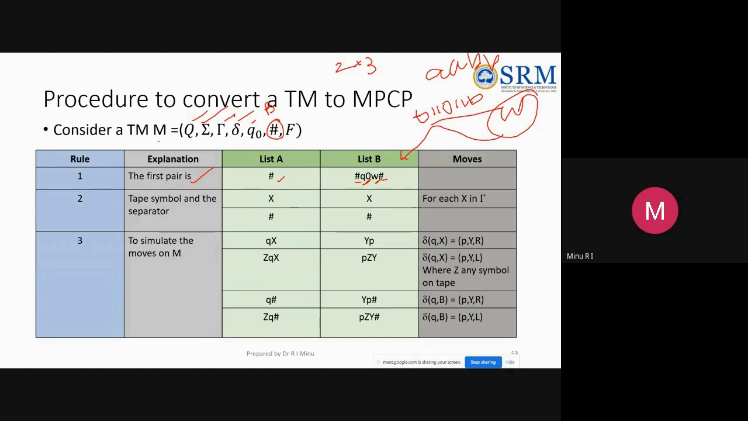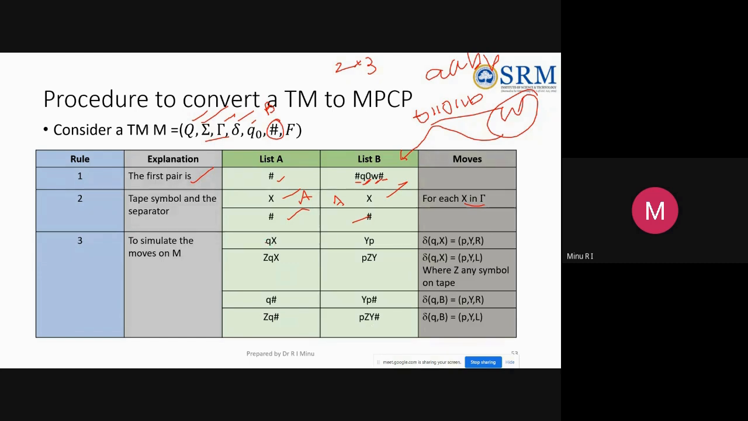Then the second rule: tape symbols and the separator. What are all the tape symbols you have? For all the tape symbols in my gamma, you write that particular symbol in list A and also in list B. So if I have A here, put an A here. Likewise, finally you put hash, hash. Likewise, you create the list for tape symbols.